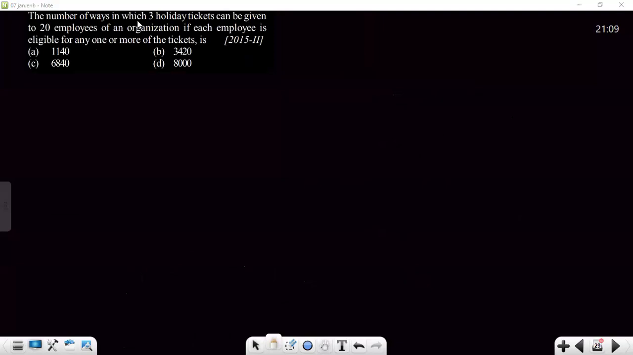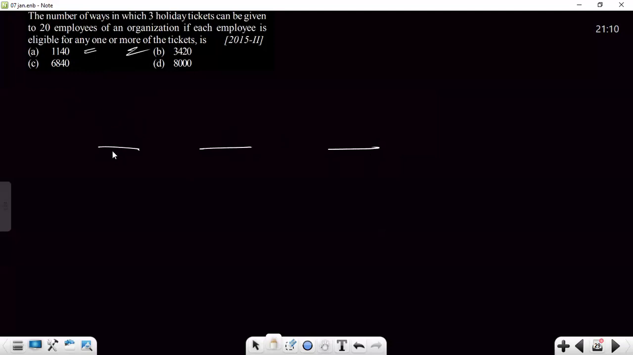The number of ways in which 3 holiday tickets can be given to 20 employees of an organization if each employee is eligible for any one or more of the tickets. So it's kind of an independent event. So how many tickets do we have? 1, 2, and 3. These are fixed places which have to be allotted to some member. So we can repeat, basically. Any member can have any one or more tickets.